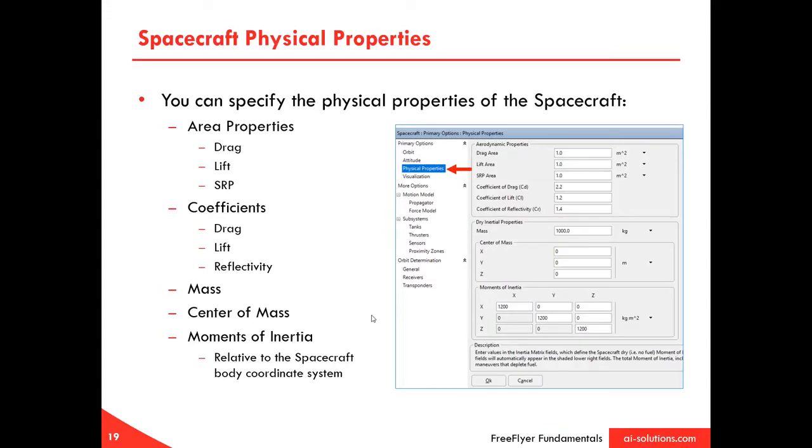Next, we have the spacecraft physical properties settings. This is where you can set the drag area, lift area, and SRP area for the spacecraft, as well as the coefficients of drag, lift, and reflectivity, as well as your spacecraft dry mass and its center of mass and moments of inertia, which are specified in the spacecraft body coordinate system.